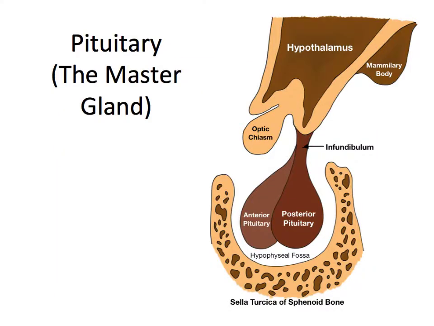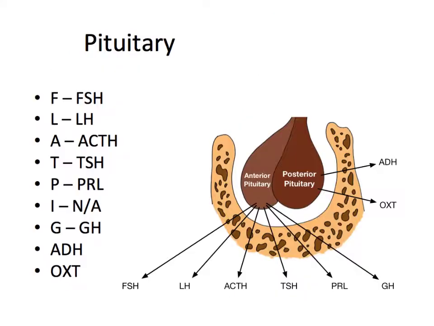The pituitary gland is often referred to as the master gland. It rests in the sella turcica of the sphenoid bone and is an extension of the hypothalamus. The anterior pituitary is responsible for releasing follicle-stimulating hormone, luteinizing hormone, adrenocorticotropic hormone, thyroid-stimulating hormone, prolactin, and growth hormone. A good way to remember this is through the mnemonic flat pig. The posterior pituitary releases antidiuretic hormone and oxytocin.